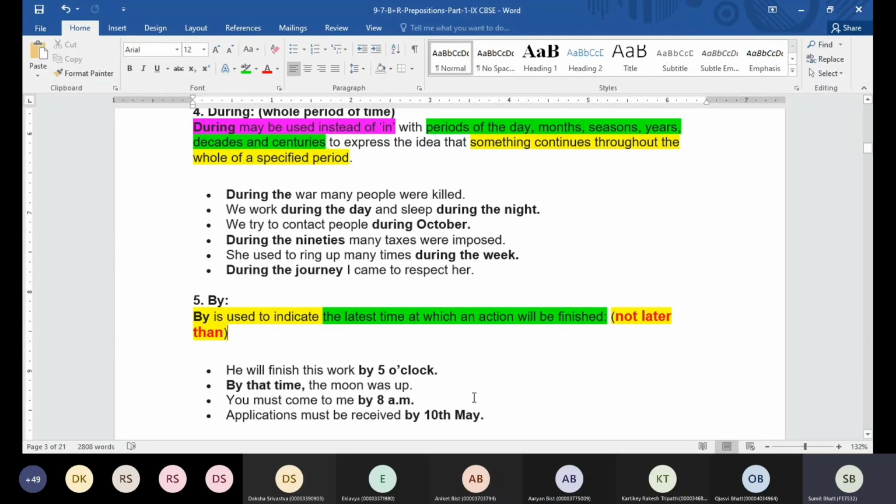By that time, the moon was up. So we are referring to some time, and exactly at that time, the moon was up. You must come to me by 8 a.m., but not after 8 a.m. Applications must be received by 10th May. So when I say by 10th May, that is the last day to receive the application. If somebody sends the application on 11th May, it's not going to be accepted.